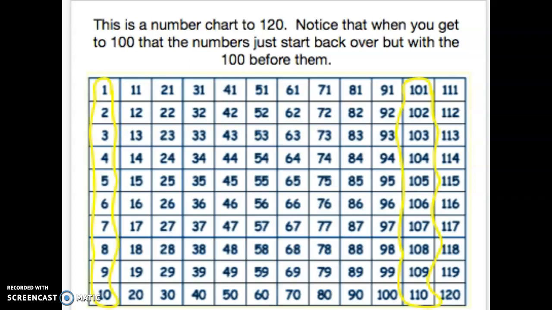This is a number chart to 120. Notice that when you get to the 100, the numbers just start right back over, but we have the 100 in front of it. So 101, 102. Here's your numbers 1 through 10. This is the same numbers. 1, 2, 3, 4, 5, 6, 7, 8, 9, 10. You just have the number 100 in front of it.